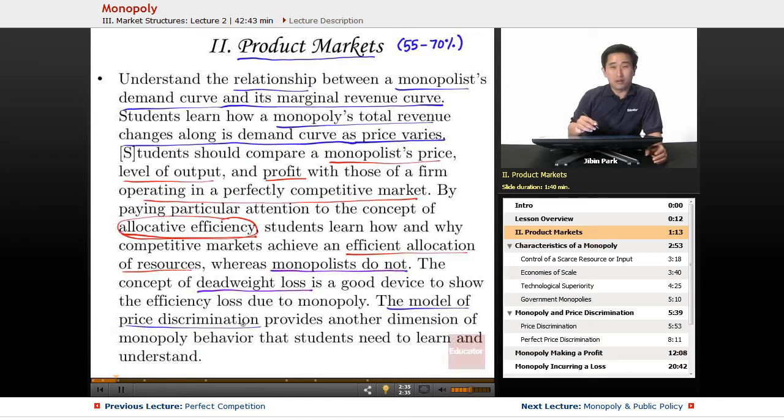So basically, there are a lot of different parts of monopoly. I've actually broken down monopoly into two separate lectures. The first one here, the basics of monopoly. The second lecture is going to be monopoly and public policy.